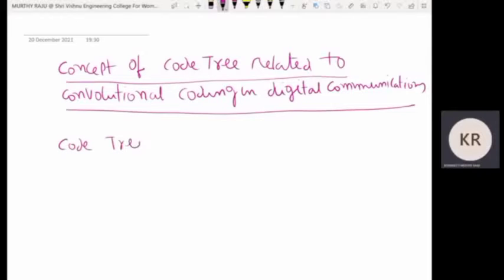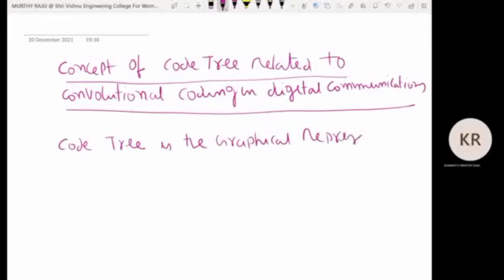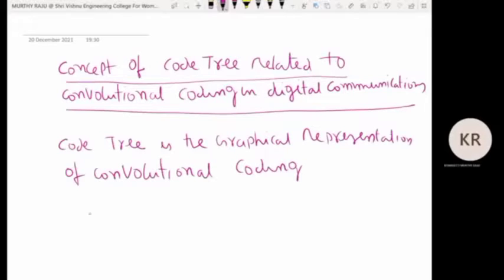Code tree is the graphical presentation of convolutional coding. Coding means encoding plus decoding.